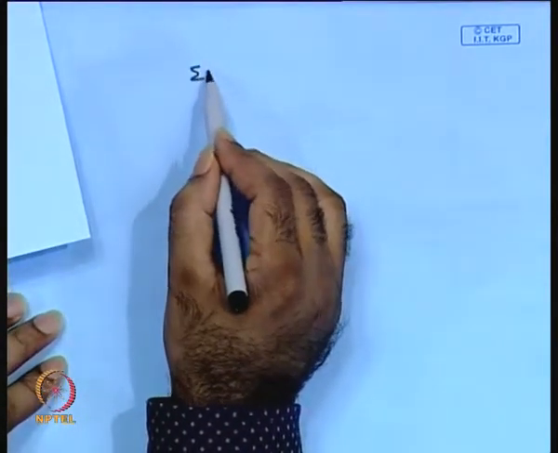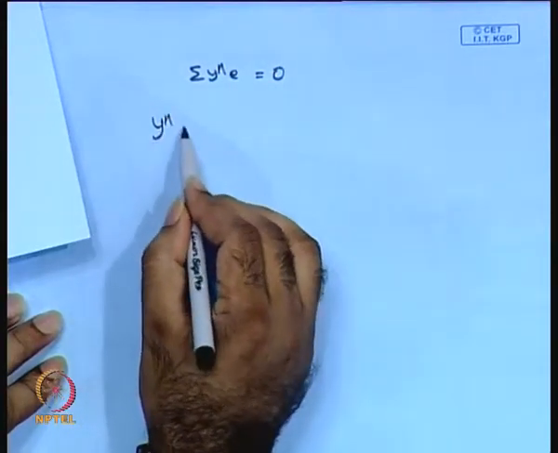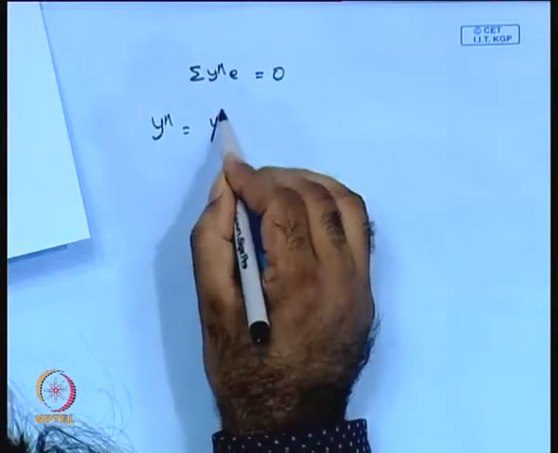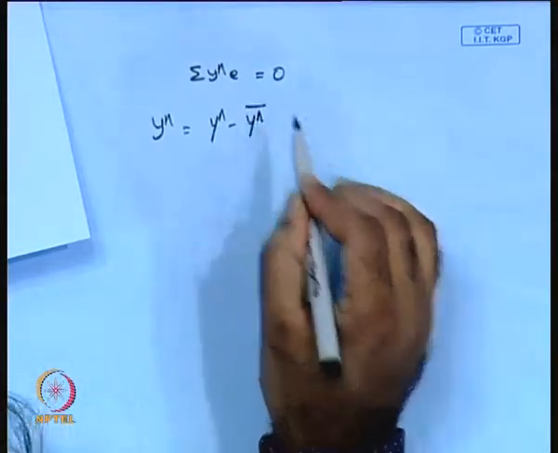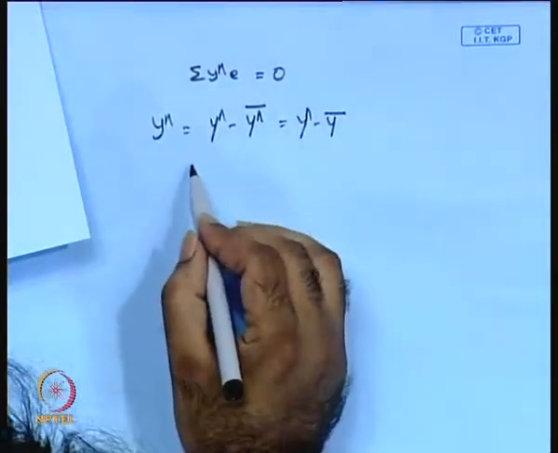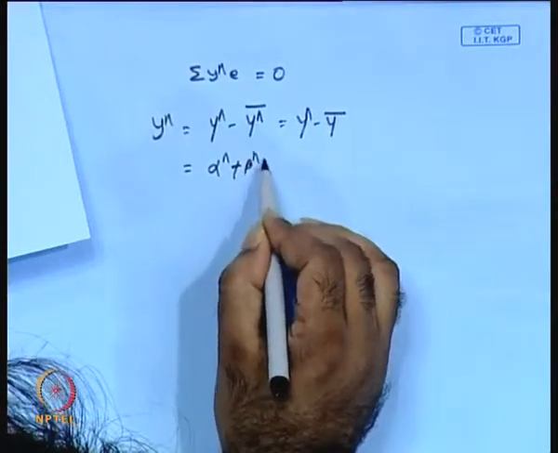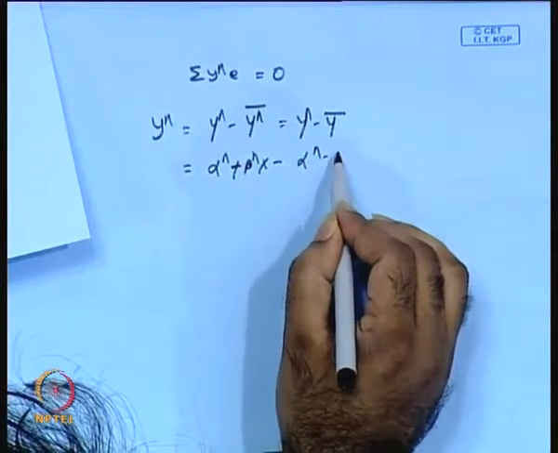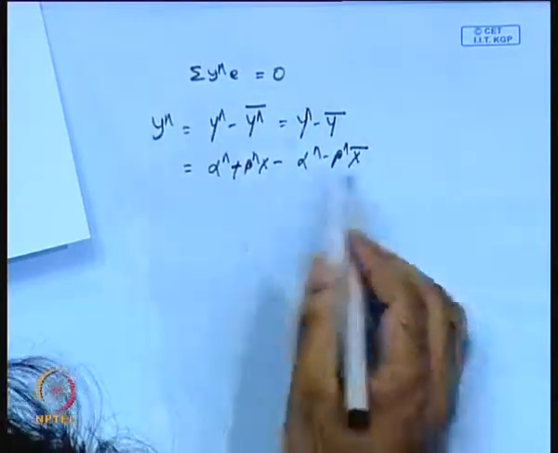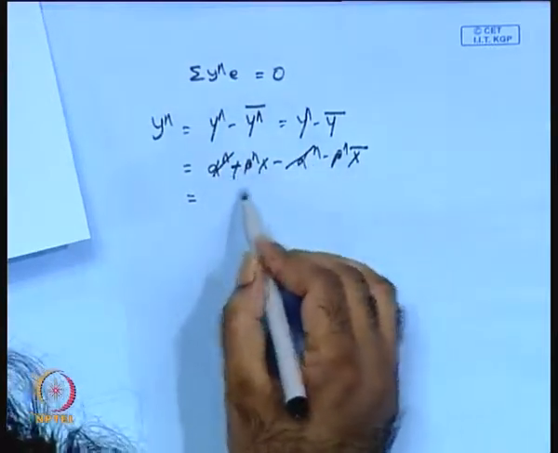Our point here is to prove that summation y hat e equal to 0. First of all, what is y hat? Y hat is equal to y hat minus y hat bar, which is nothing but y hat minus y bar. If we simplify, it is nothing but alpha hat plus beta hat x minus alpha hat minus beta hat x bar. Again if we simplify, it is nothing but alpha hat cancels.